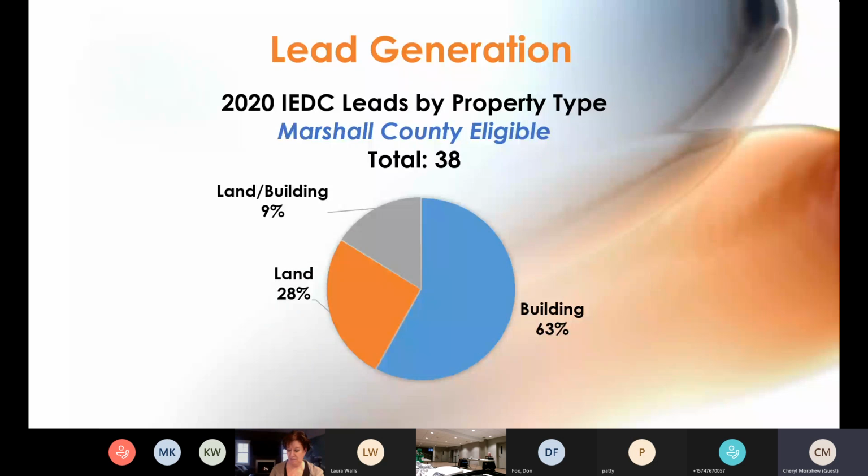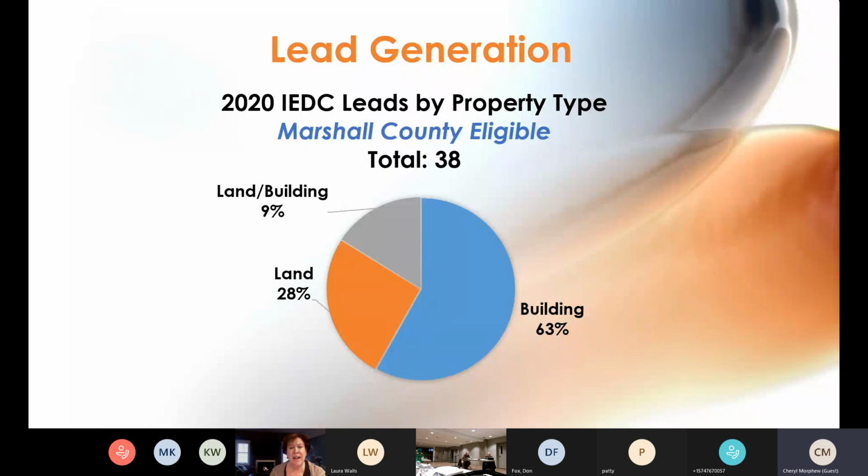28% was for land where they could do a ground up construction. And then the final 9% of those 38, the company was looking for either land or a building. At that point, they just didn't care. But 38 is a pretty good number for a rural community like Marshall County. Trouble is, if you don't have existing buildings, those are missed opportunities. So ideally, Marshall County then would be looking at each of the communities in Marshall County to determine who's got the kind of product that this search is looking for.